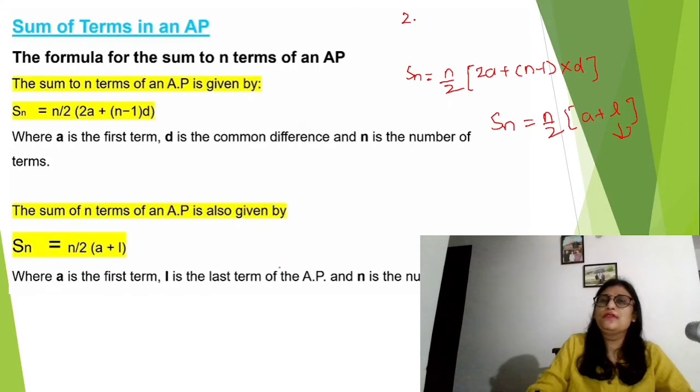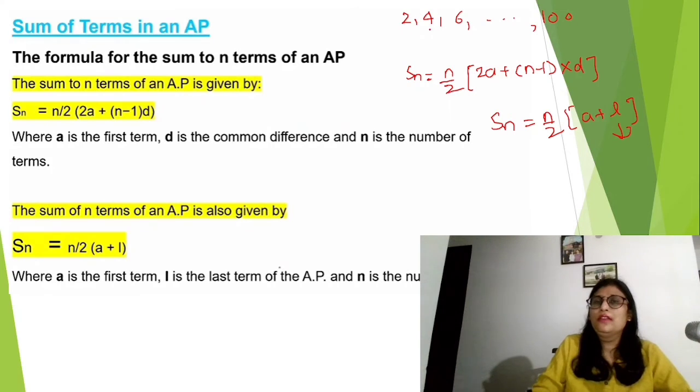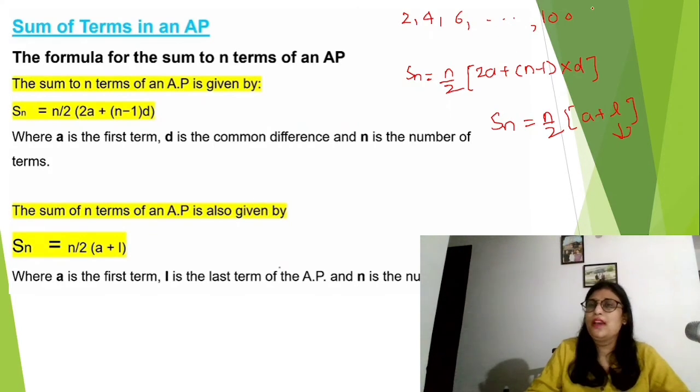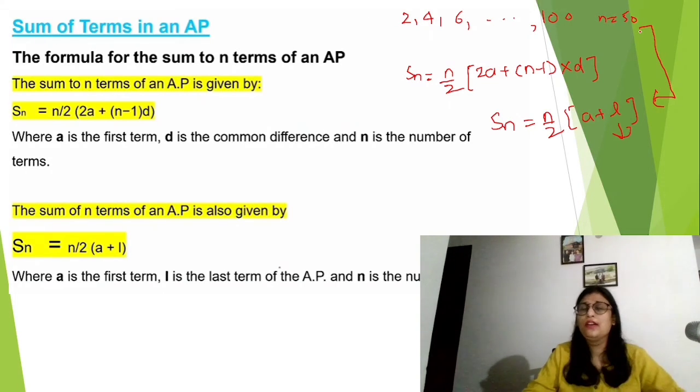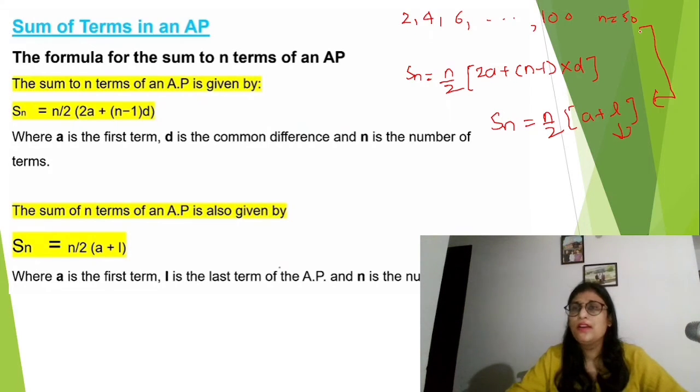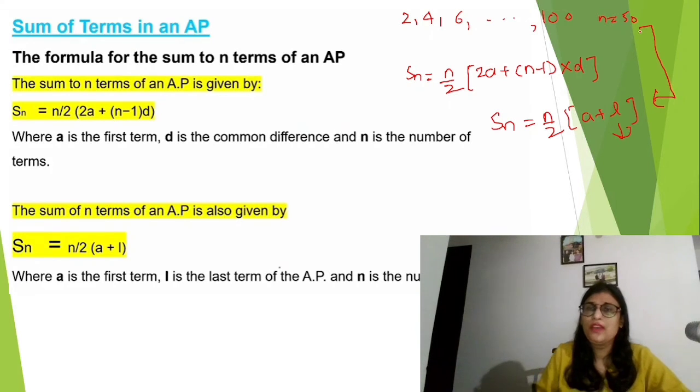Suppose I take the series 2, 4, 6 and so on up to 100, and I want to find the sum of this series. Then I can use the formula. Here we have 50 terms, so n equals 50. By using this formula, we can find the sum of this series. Otherwise, we have to add up these numbers, which will take a long time. To avoid that, we have a formula which we can use for finding the sum of any arithmetic progression series.